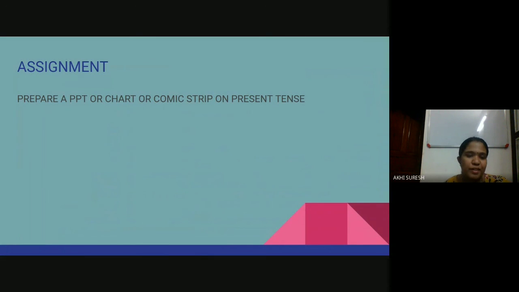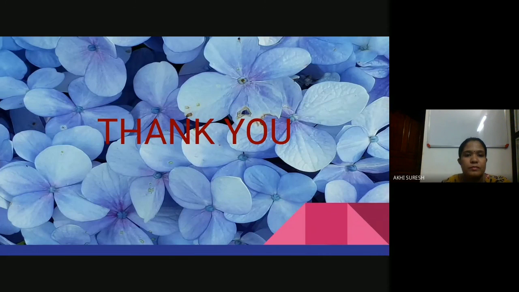So now you can try this assignment. Prepare a PPT, a chart, or a comic strip on present tense so that you can check how much you learned. Thank you.